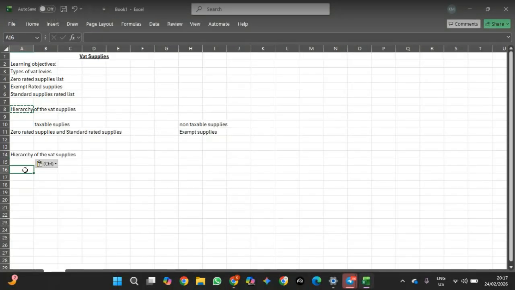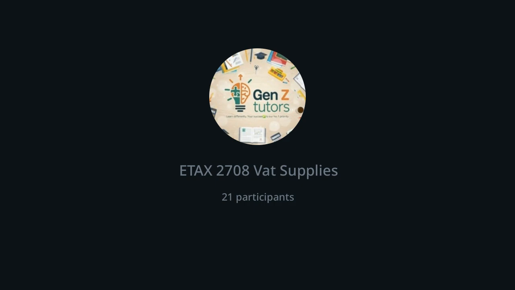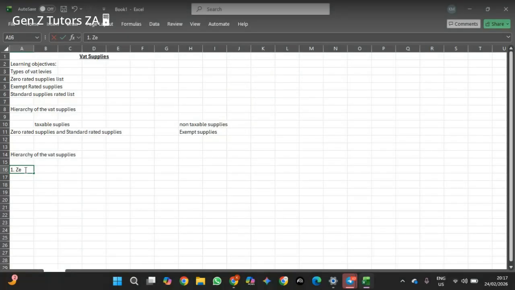On the hierarchy of VAT supplies, number one, every time whenever you're looking at an item, you first ask yourself, is this item zero rated? That's the first thing you ask yourself. Is this item zero rated when it comes to VAT? Is it a zero rated supply?